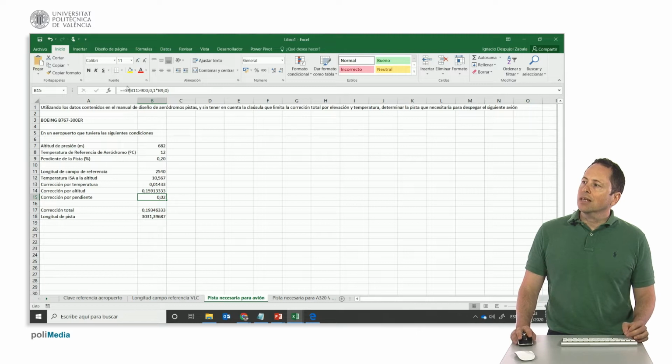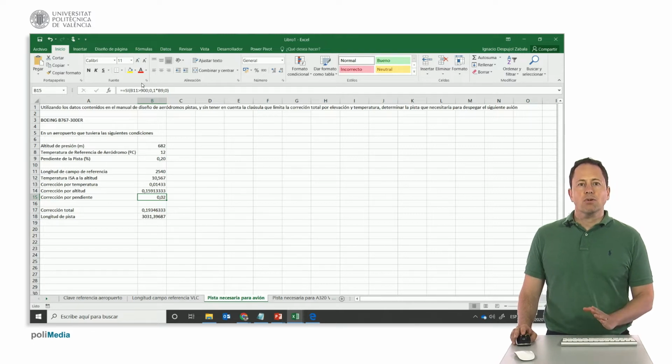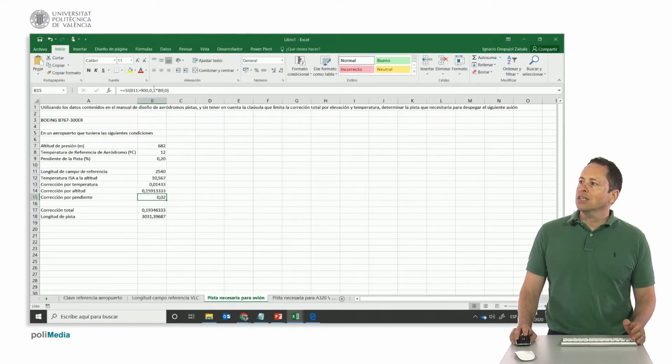And the slope correction, where we have a condition: if the length of reference field is higher than 900 meters, we apply the slope correction, and not if that condition is not fulfilled. And the slope correction is 10% for each 1%. As it is expressed in percentage, we multiply it by 0.1. Please note that it says that if this is higher than 900 it is this, and it is 0 in the other case.